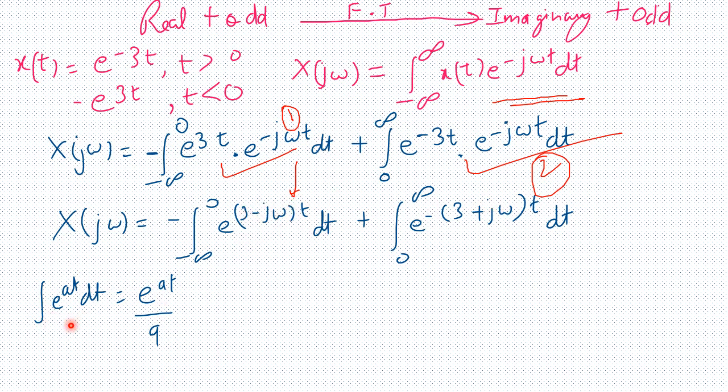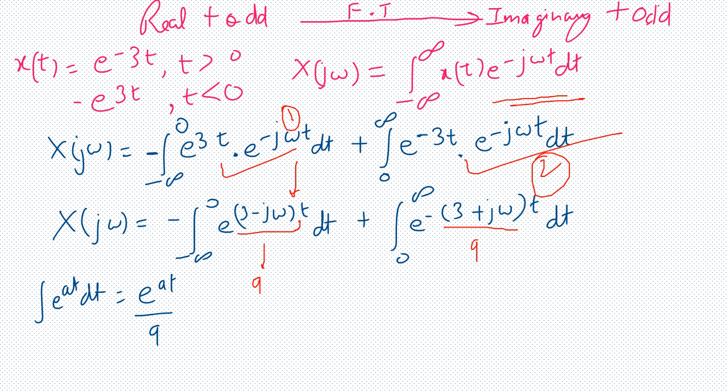Now what we can do is use this integration: integral of e power a t dt is e power a t over a. So now what is a here? This is a for the first one and this is a for the second one. So 3 minus j omega is a for the first one, and minus of (3 plus j omega) is a for the second one.